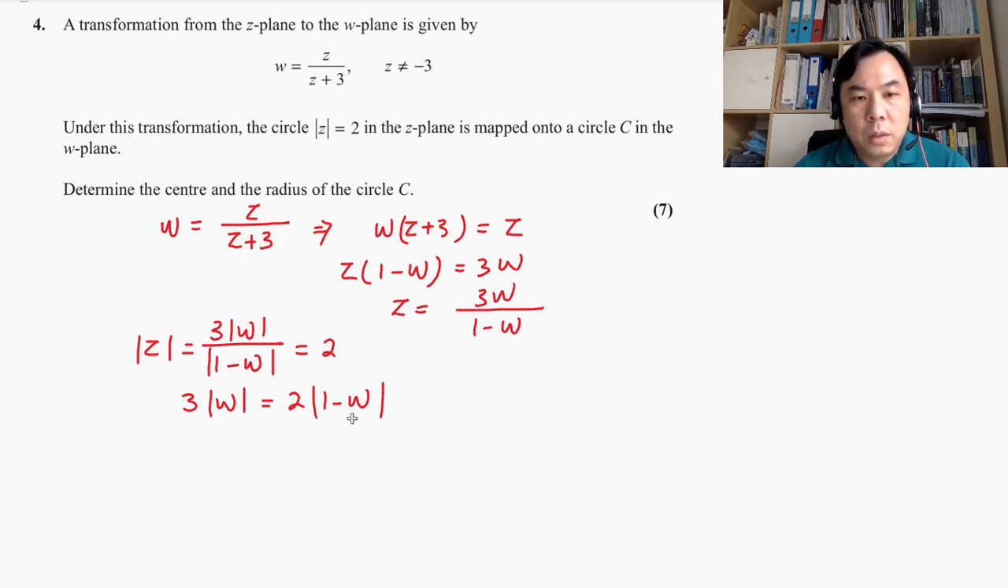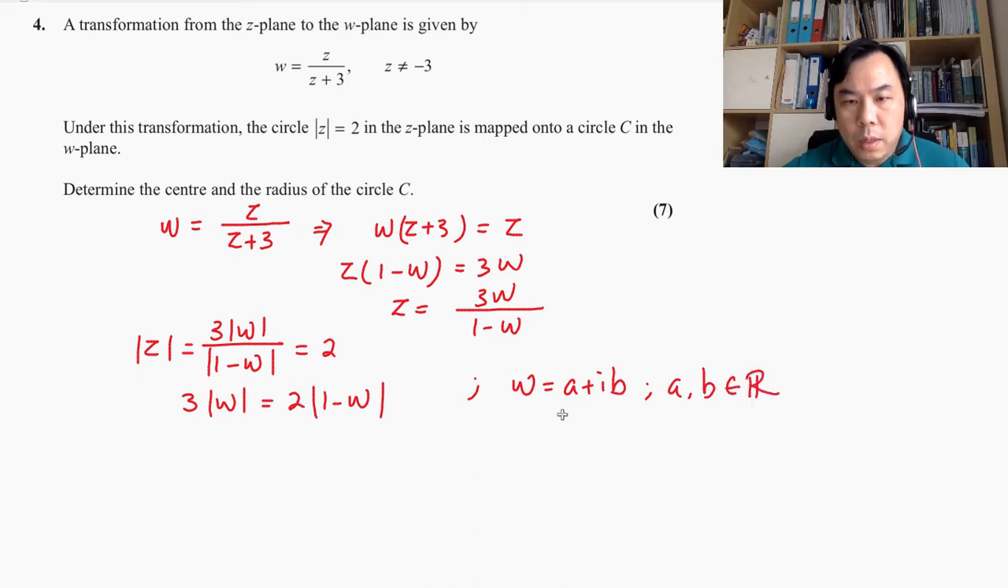A circle equation, right? The only thing that is challenging is that we are not sure where the center of the circle is and what the radius itself is. The best way to discover the center and the radius of this circle is by converting it back to algebraic equations that we are more familiar with. So here I'm going to let w equal a plus ib, where a and b are real numbers, and i squared is -1.